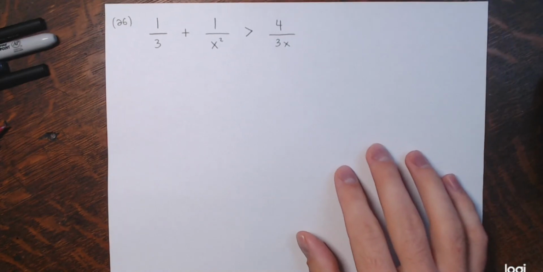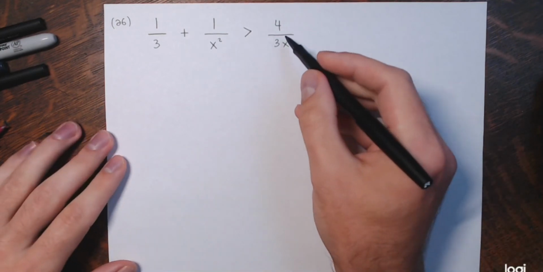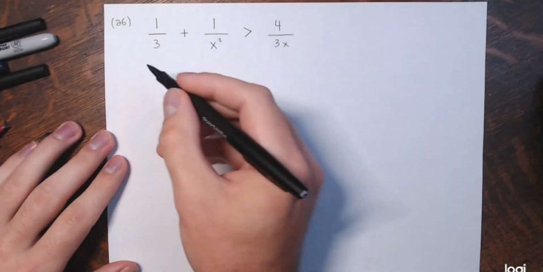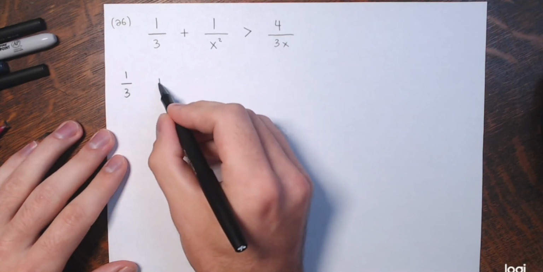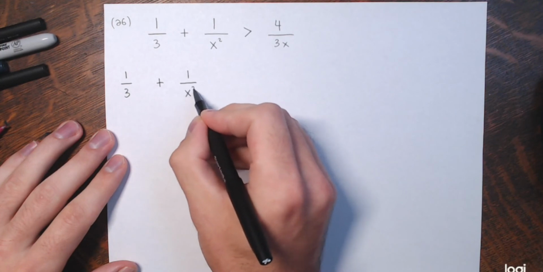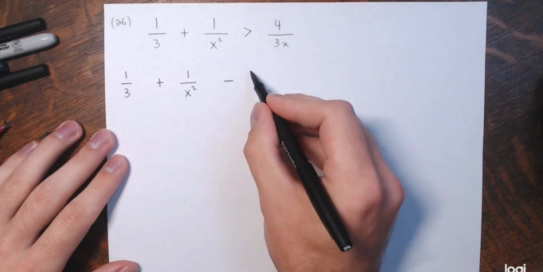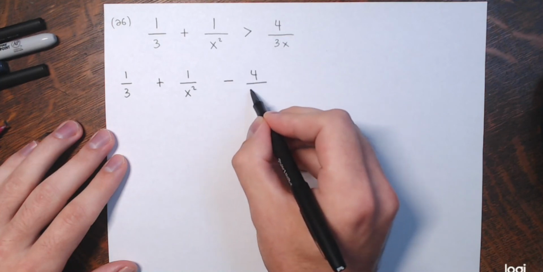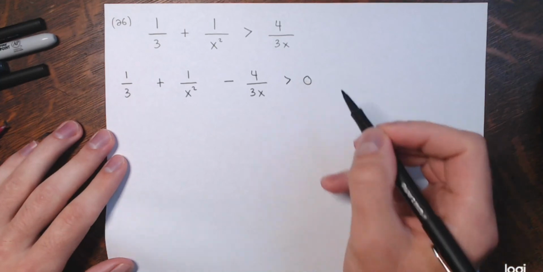All right. So here's example 26. Once again, I don't have 0 on one of these sides, so I'd like to get that, right? So I'm just going to subtract this fraction here. So on the left side we have 1/3 plus the 1 over x squared, then minus 4 over 3x, and then is greater than 0. Right.